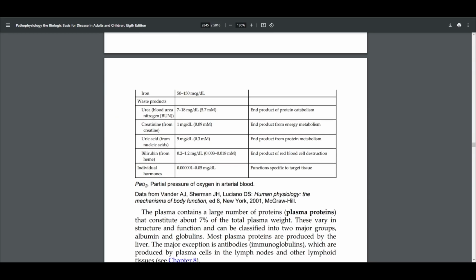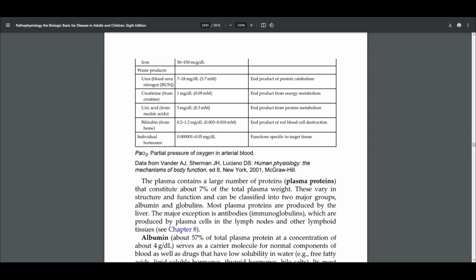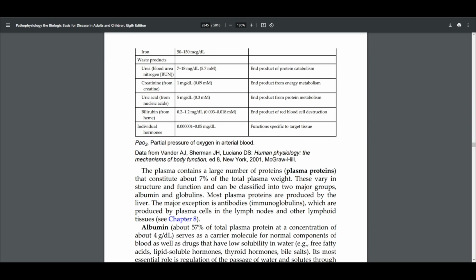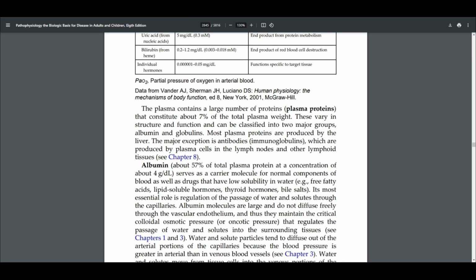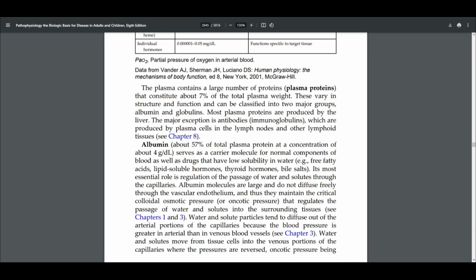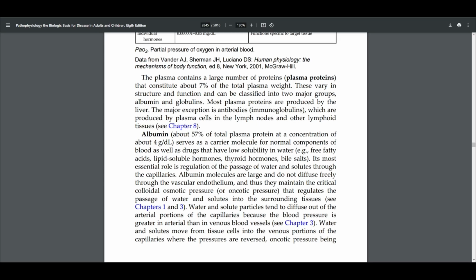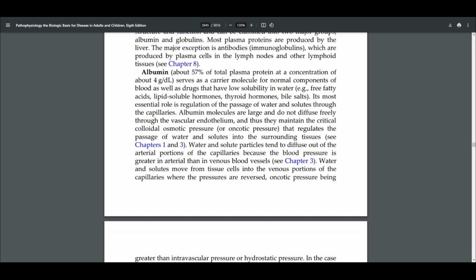The plasma contains a large number of proteins, or plasma proteins, that constitute about 7% of the total plasma weight. These vary in structure and function and can be classified into two major groups: albumin and globulins. Most plasma proteins are produced by the liver. The major exception is antibodies, which are produced by plasma cells in the lymph nodes and other lymphoid tissues that were discussed in Chapter 8.